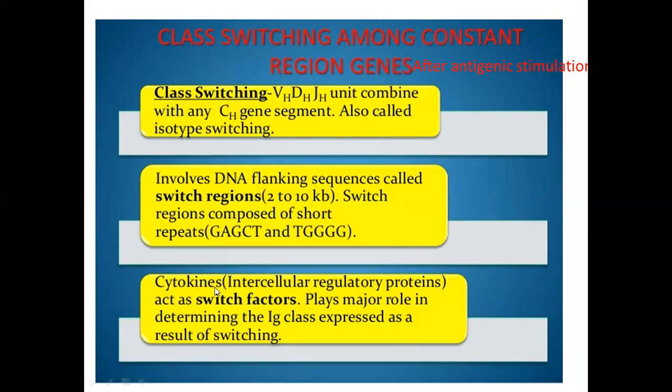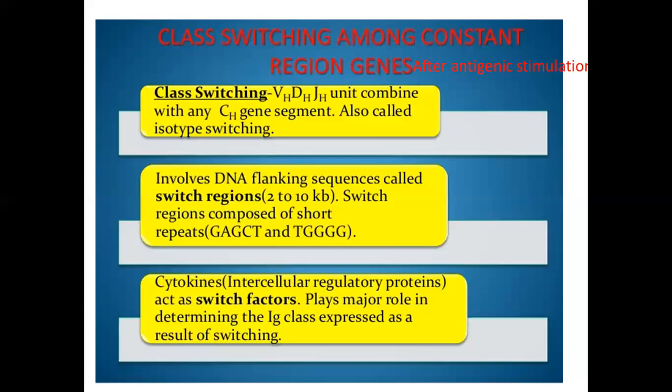Cytokines, you know cytokines, are intercellular regulatory proteins. They act as switch factors. Cytokines act as switch factors and play a major role in determining the immunoglobulin class expressed as a result of switching. So which class of immunoglobulin it is, whether it is M, D or E or whatever it is. Which class is expressed?